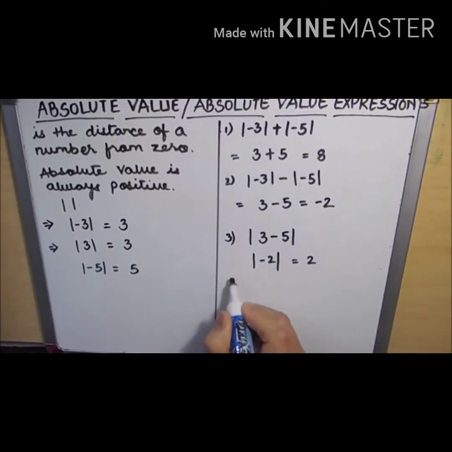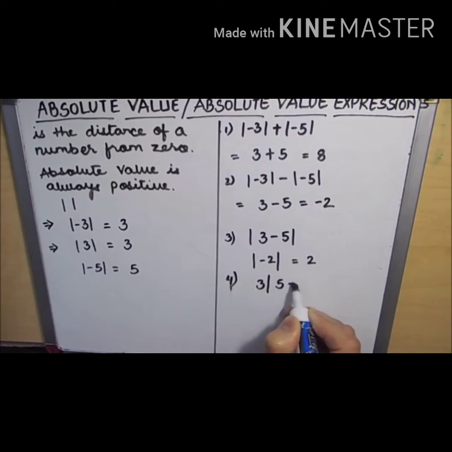Now let's see one more case in which we have 3 times the absolute value of 5 minus 7. Here we'll write 3 as is and find the absolute value of 5 minus 7. 5 minus 7 is -2, and now we have to find the absolute value of -2. The absolute value of -2 will be 2. So our answer will be 6.